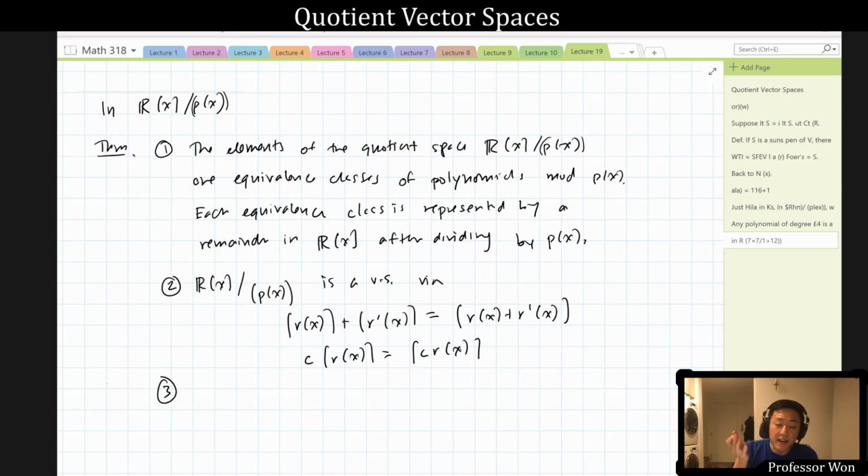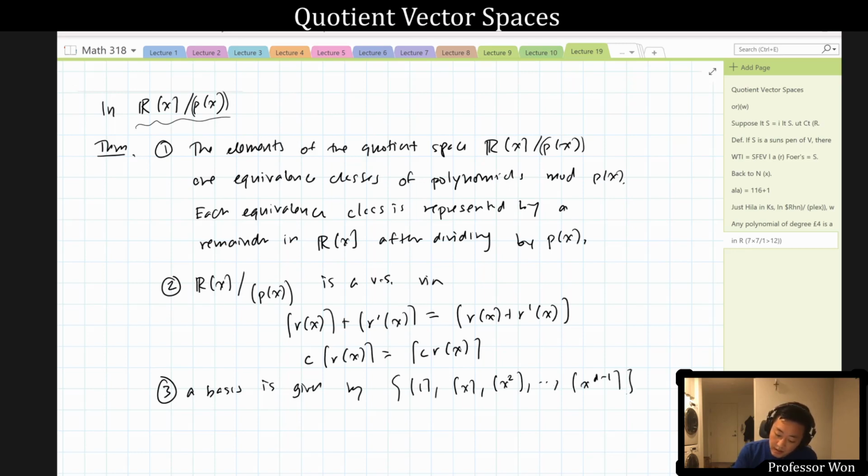Well, Z mod 5 had size 5. There's a bijection between this quotient space and the space of polynomials of degree less than or equal to 4, which is a 5-dimensional vector space. So a basis is given by the following: 1, x, x squared, up to x to the d minus 1.